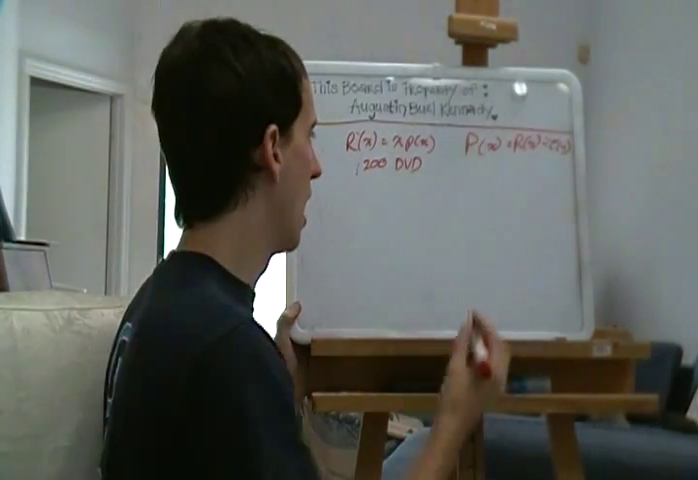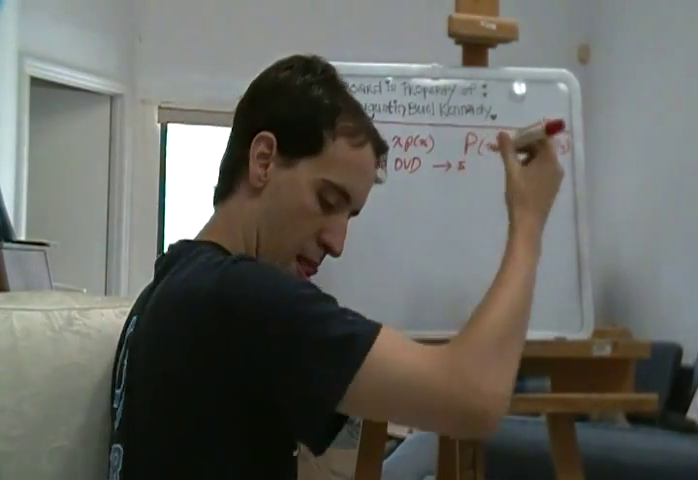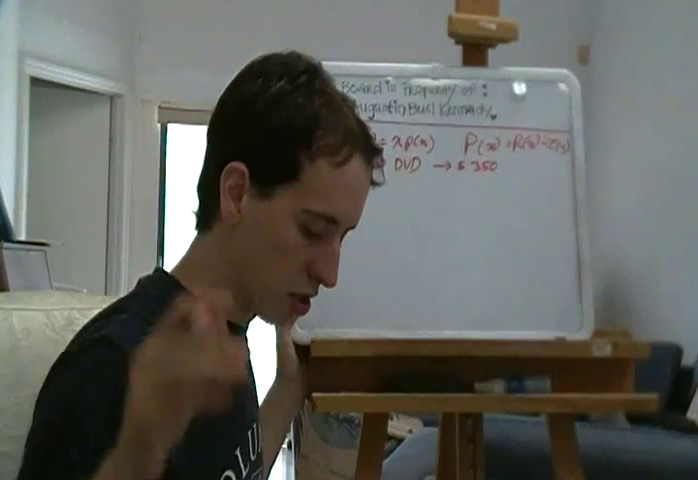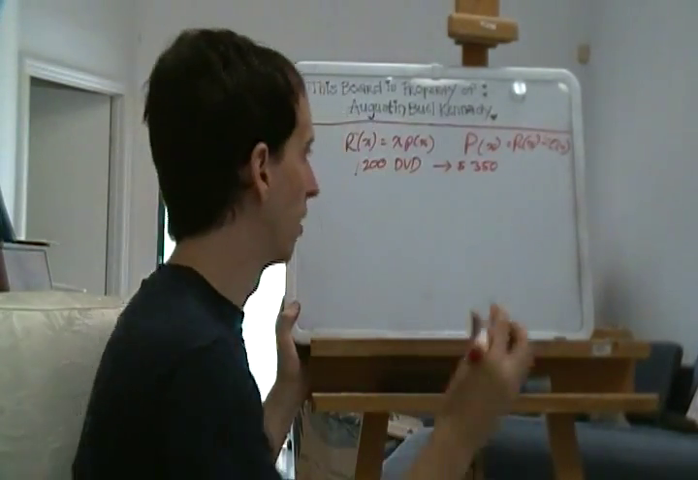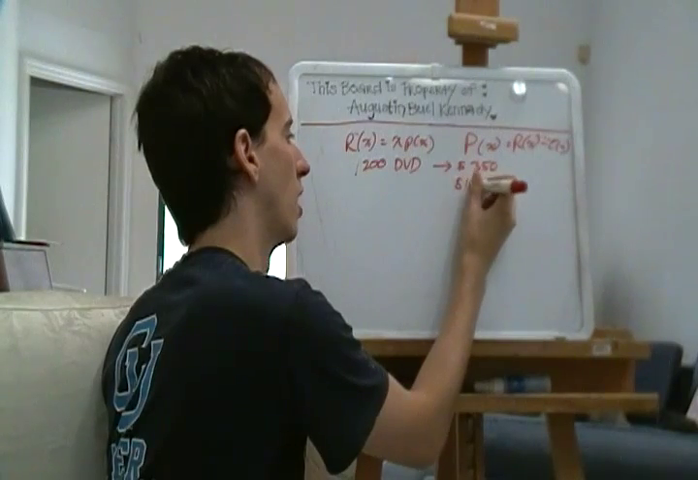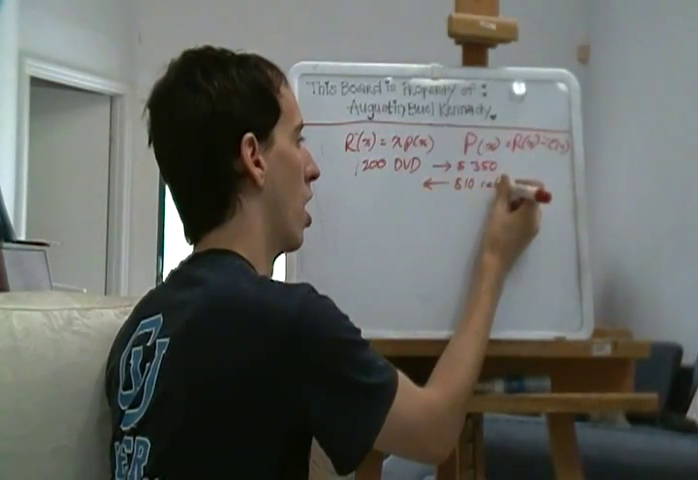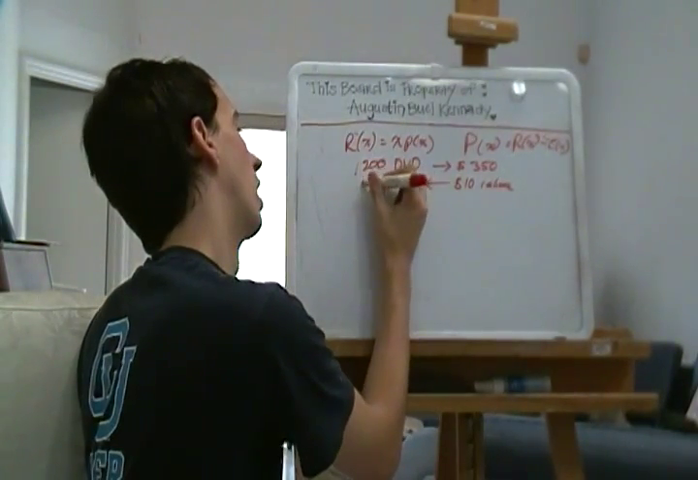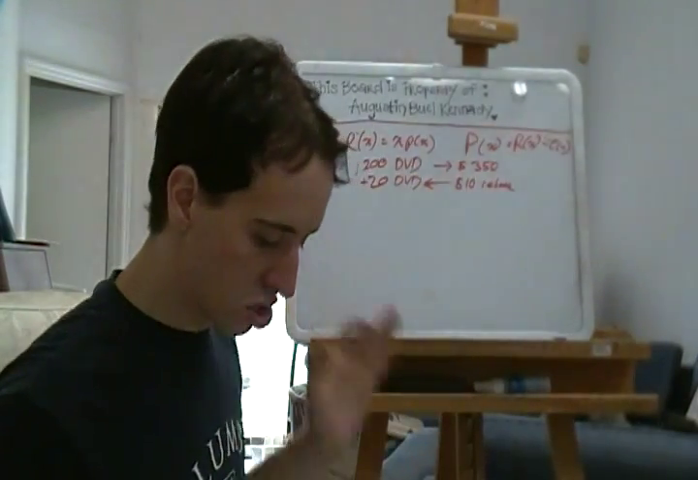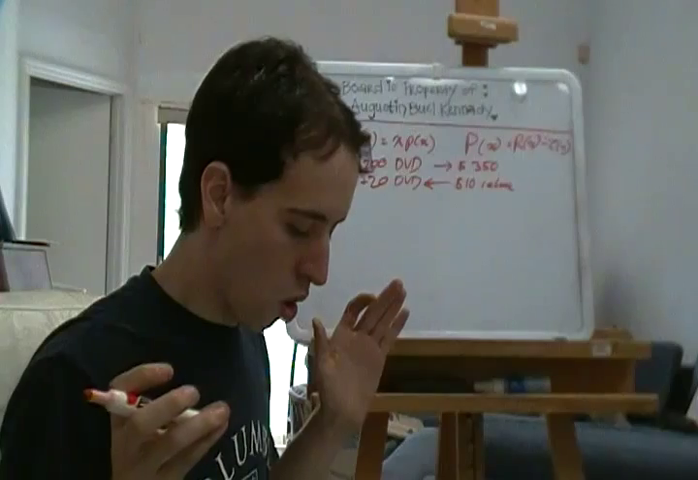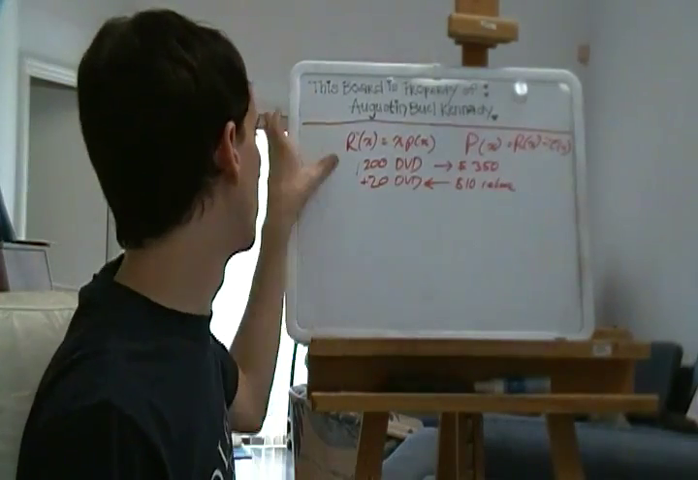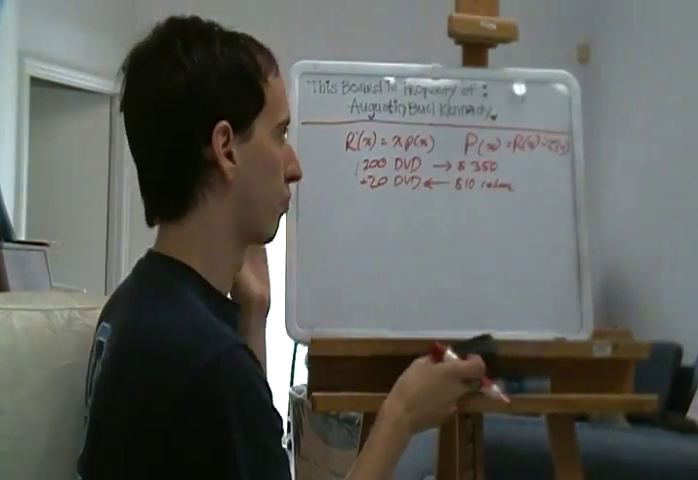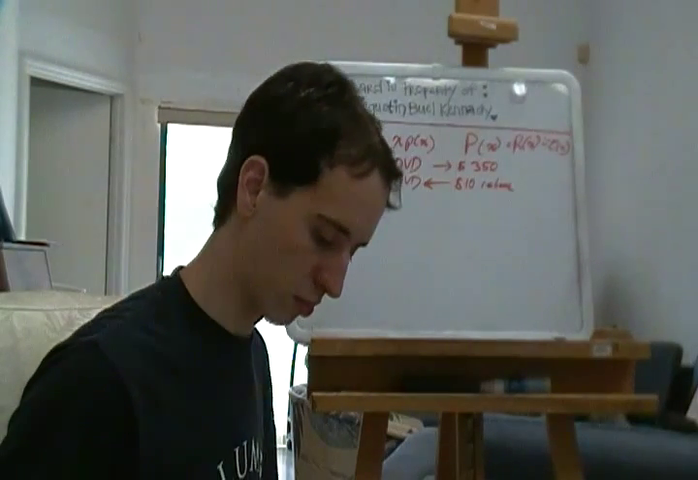200 DVD burners at $350 each. Okay? A survey indicated that each $10 rebate resulted in an increase of 20 DVDs. So, the question is, how large a rebate should this store offer in order to make as much money as it can? If each $10 rebate jacks it up, what happens?